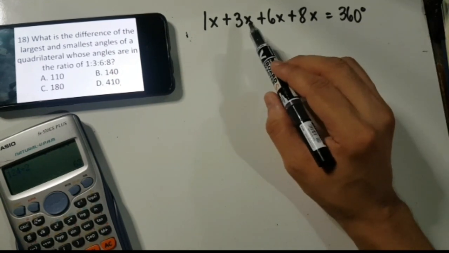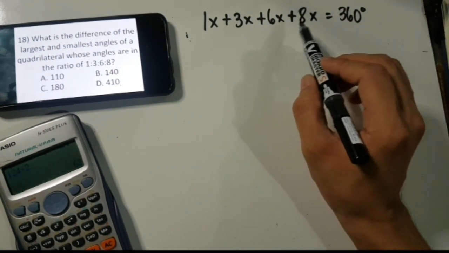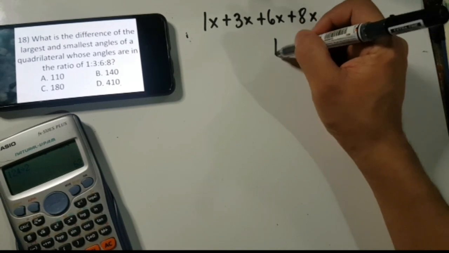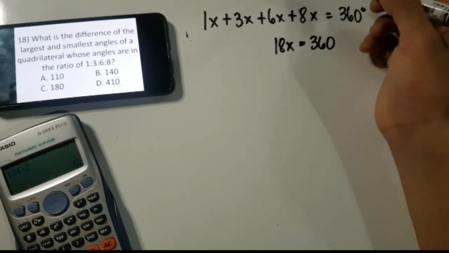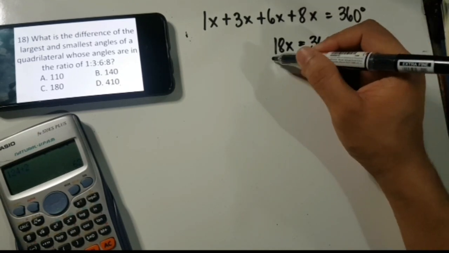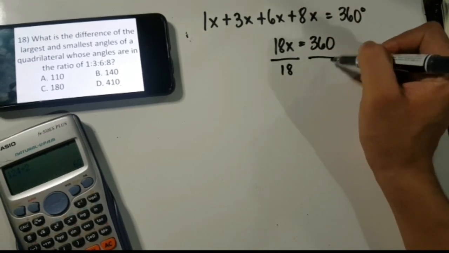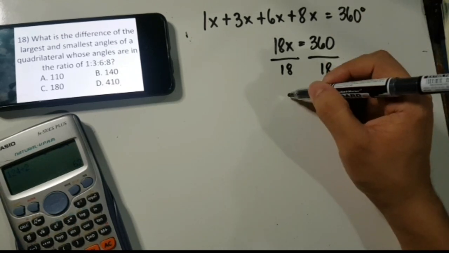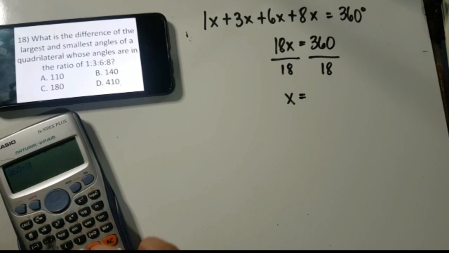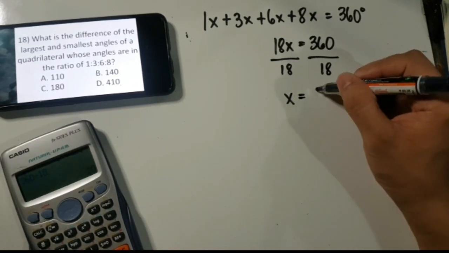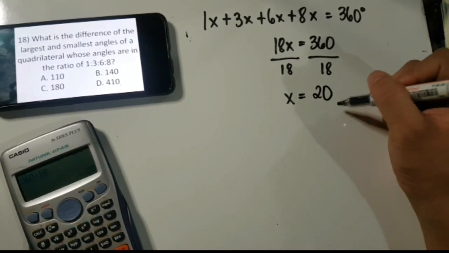So, 1 plus 3 is 4, plus 6, 10, plus 8, 18. So, 18x is equal to 360 degrees. Okay, divide 18 both sides. So, x is equal to 360 divided by 18, that is 20. Oh, hindi pa ito ang sagot.